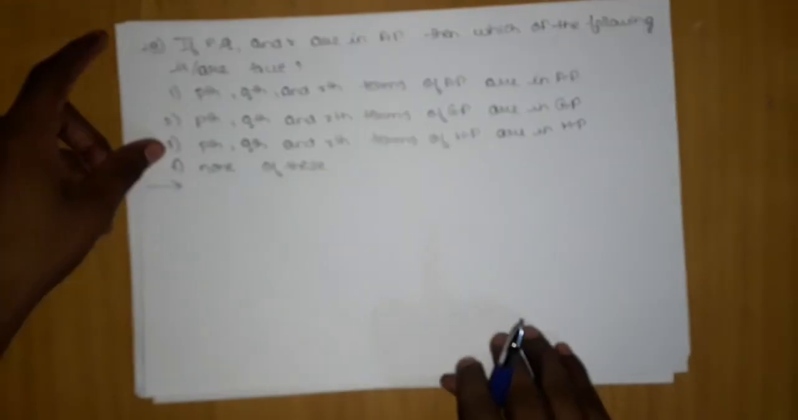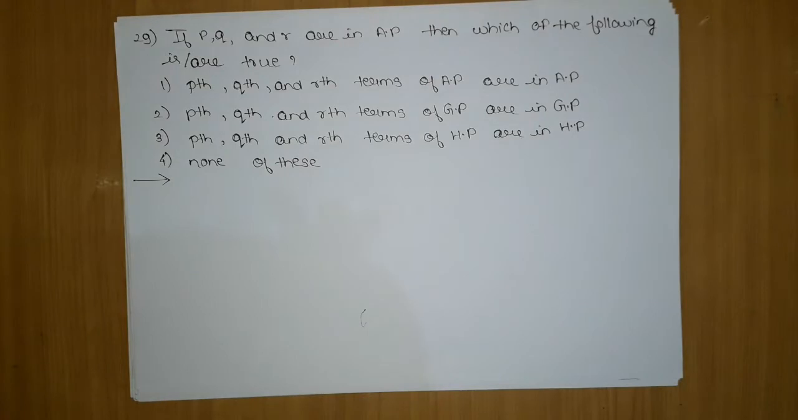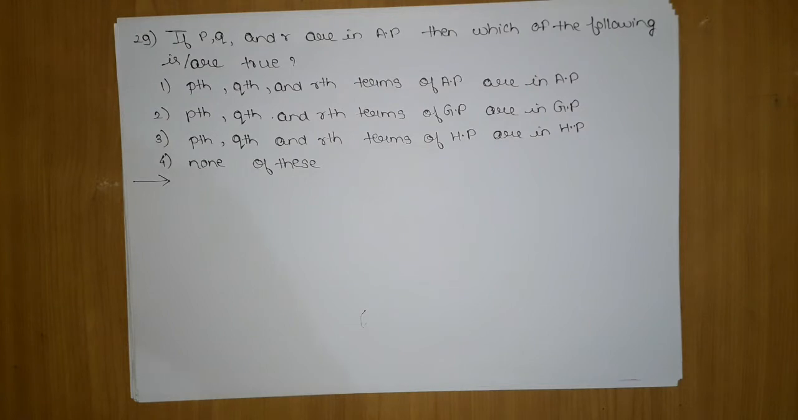The next question says, 29th: if p, q and r are in AP, then which of the following is/are true? Pth, qth and rth terms of an AP are in AP; pth, qth and rth terms of a GP are in GP; pth, qth and rth terms of an HP are in HP; none of these.